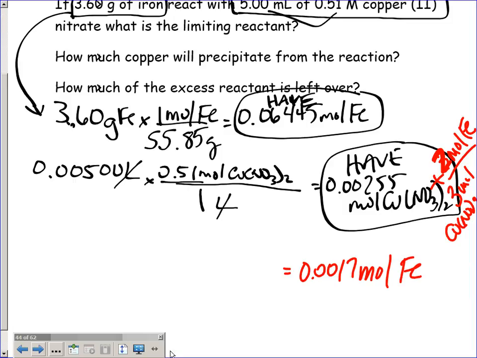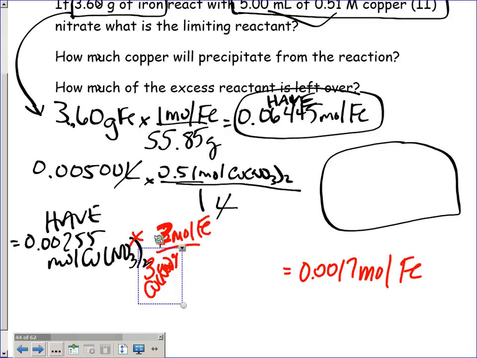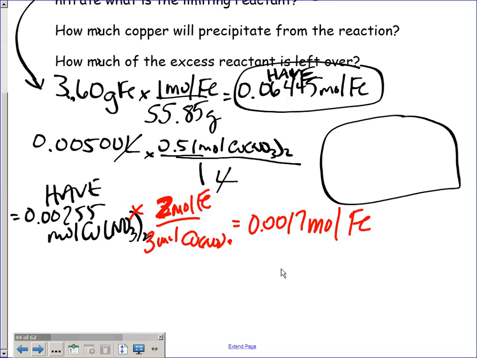So basically what she just told me was this. We had this much copper 2 nitrate, we multiplied by a ratio of 2 moles of iron to every 3 moles of copper 2 nitrate, and that should equal 0.0017. Does everybody see how we calculated that? It's because we are doing the moles of iron. I'm going to do the other one too. The moles of copper 2 nitrate that we have cancel with the ratio.